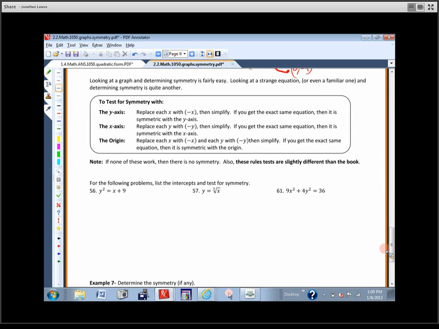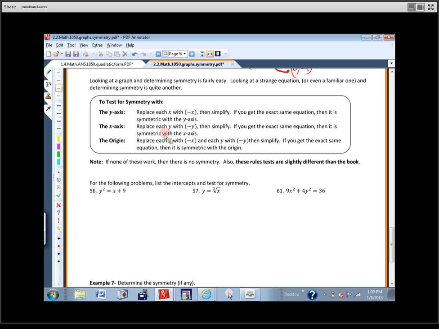Okay? Now, these are kind of the basis for some stuff that we're going to do in Chapter 3. And unfortunately, there's not really a shortcut. If you don't have a graph, you're really stuck at this point going through these little tests. So here's how it works. If we want to test for symmetry with the y-axis, remember, symmetry with the y-axis, the left is the same as the right. Doesn't matter whether you go to positive x or negative x. So we should be able to replace every x with a negative x, simplify, and we should get exactly the same thing we got before. Okay, I'll show you how that works in just a second.